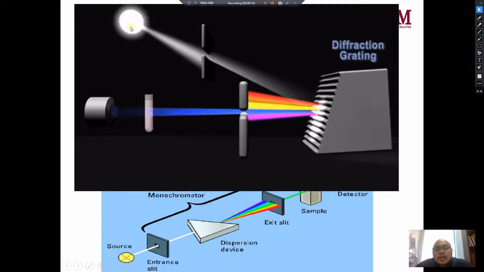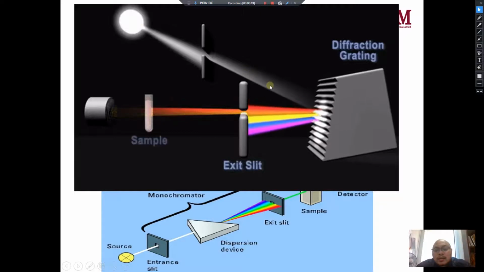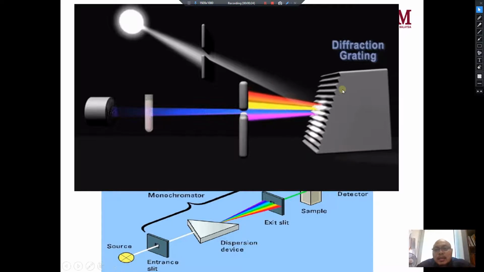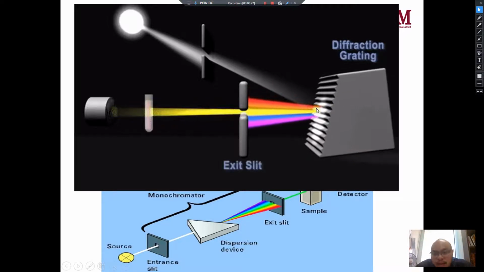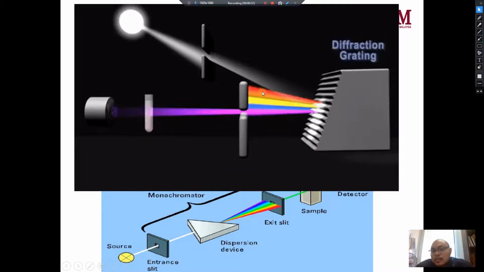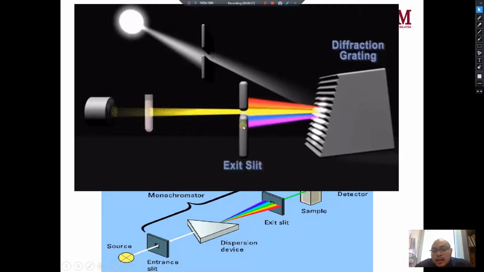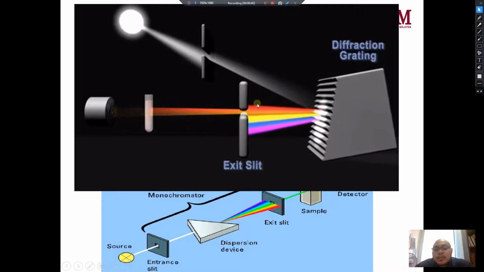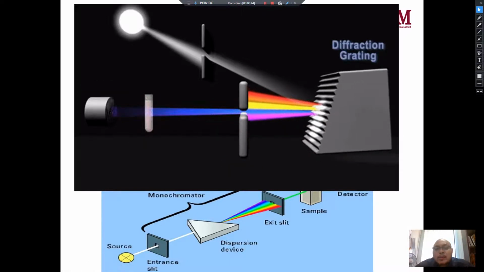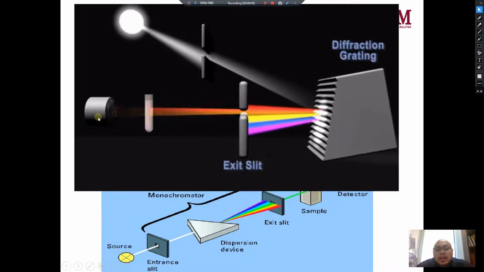Here is the example. We have the light source. In the light source we have only a single light source, so it's still not split into the respective frequencies. At the diffraction grating, after that it will be separated into different frequencies. But at the exit slit, we set which one of the frequencies we want to pass through to reach the sample. And then it will reach the detector.